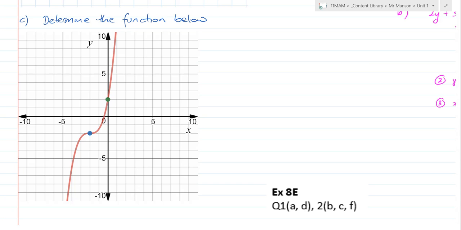Anybody got any first steps on how we could do this question? Sorry, I couldn't hear Alicia. Say that again. Find the point of inflection. Can you tell me what the point of inflection is? -2, -2. Excellent start. Alicia, you're on a roll. You may as well finish the point of inflection bit off.